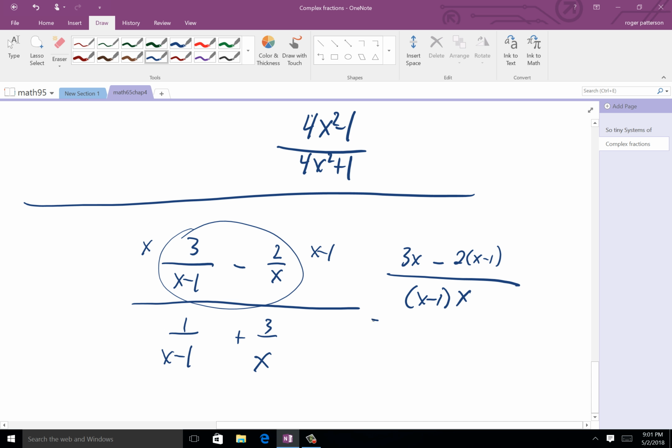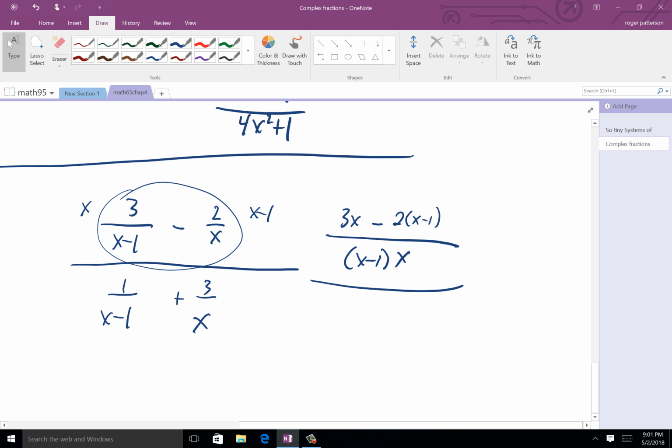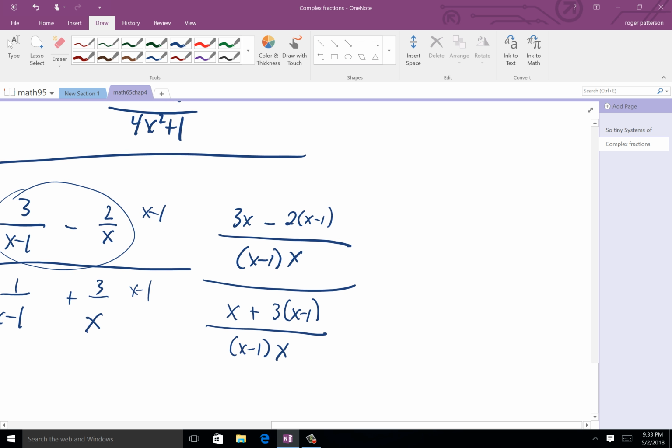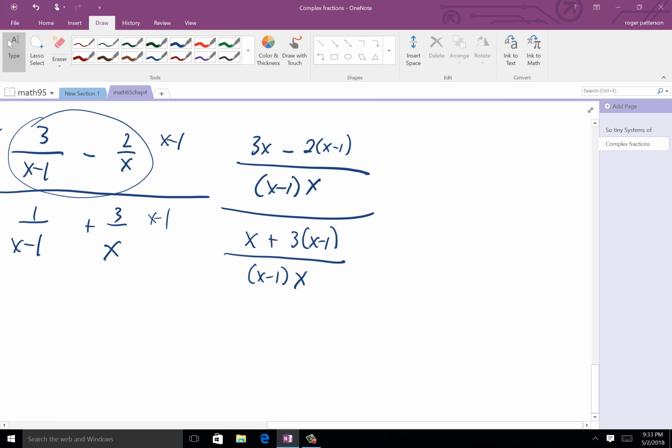Alright, there we go. Now I can distribute that. Okay, so now let's work on the bottom. We'll do the same thing, right? We'll multiply this side by x, and this side by x minus 1. So I'm going to get x plus 3x minus 1 over this denominator here. Alright, now let's go ahead and flip and multiply.